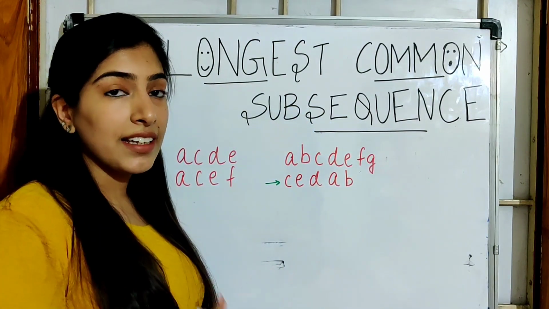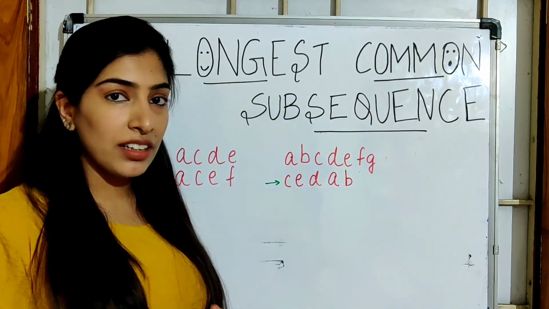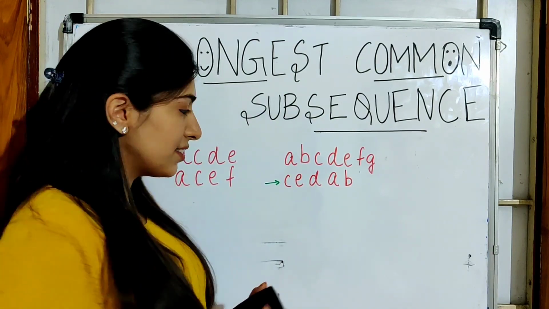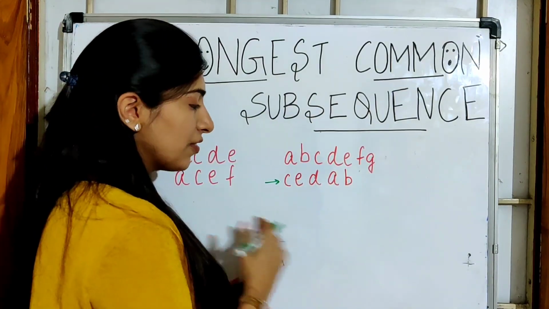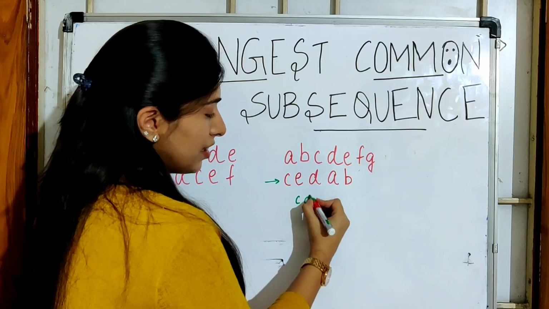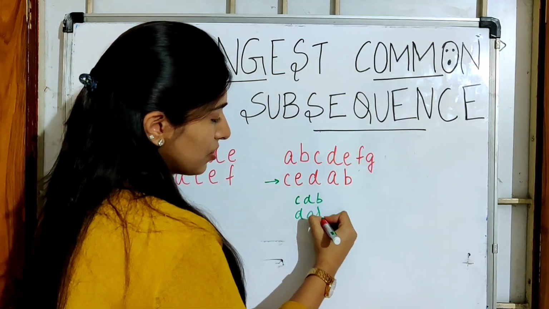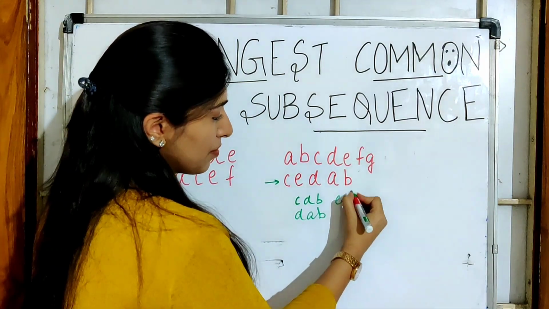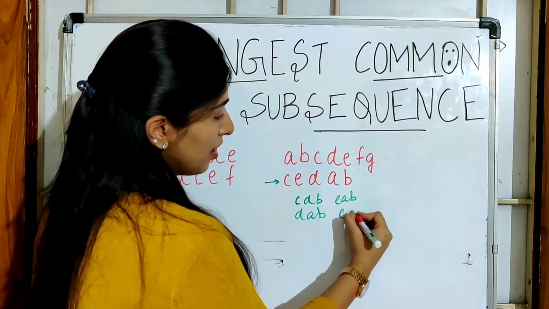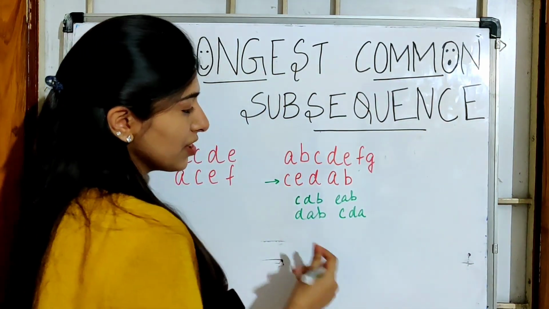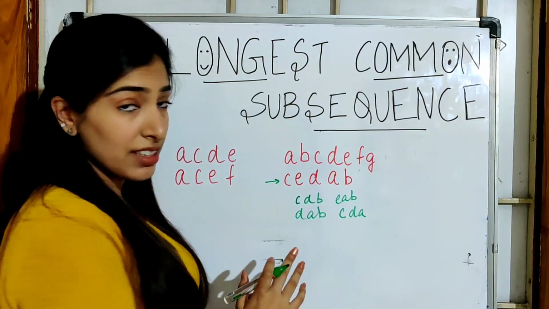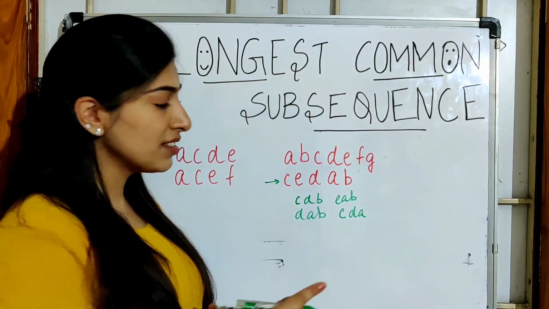It's not necessary that they have to be continuous. They can be continuous or they might not be continuous. So pick up any characters of any length. Say CDB is one subsequence, DAB is also a subsequence, EAB is also a subsequence, CDA is also a subsequence. All of these are subsequences. But remember, it has to be in the same order.